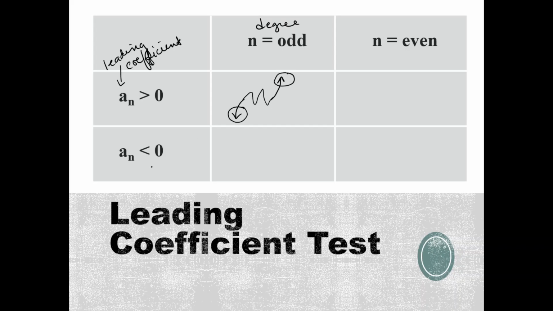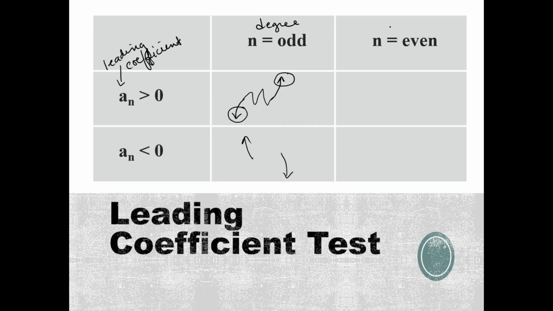If a is negative and the degree is odd, then it's going to go down across the function. As x is really, really negative, it'll be a positive number. And as x is a really, really large positive number going to infinity, the function will go down.